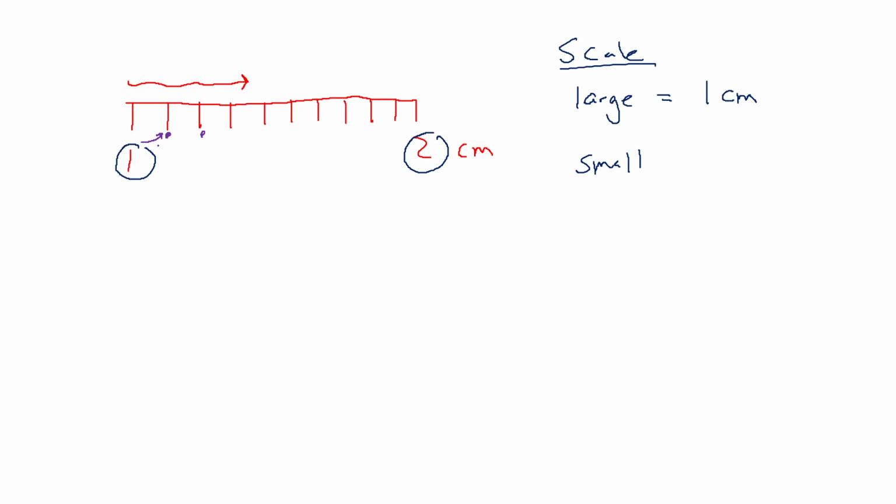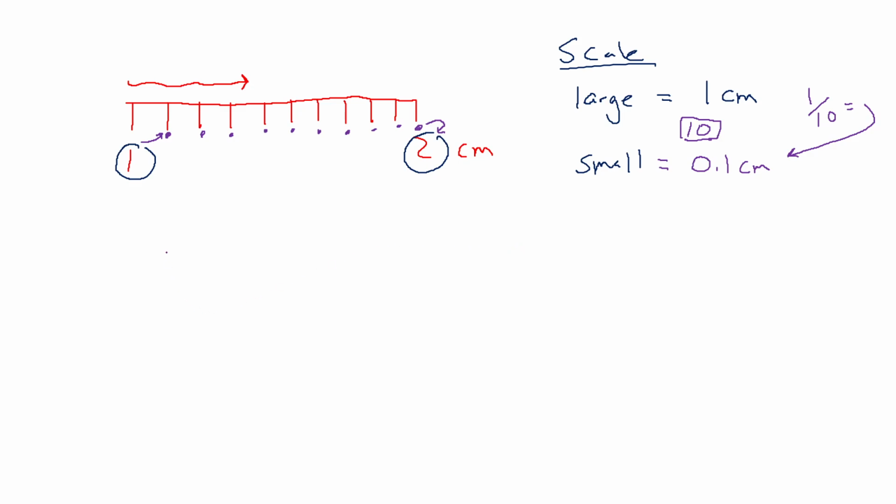That would be 1, 2, 3, 4, 5, 6, 7, 8, 9, and 10. We stop at the next large marking. So we always start counting the smaller markings after the last large marking and stop at the next large marking. So we basically have 10 little markings between our large markings, which represents 1. That means that each of the small markings in this case represents 0.1 centimeters. How did I get that? Well, I take 1 divided by 10, which gives me 0.1 centimeters.